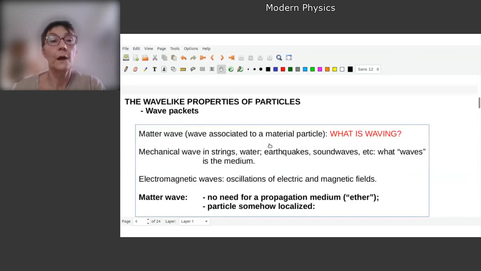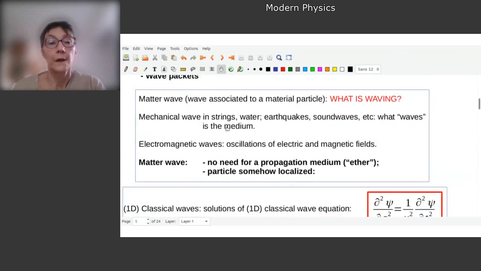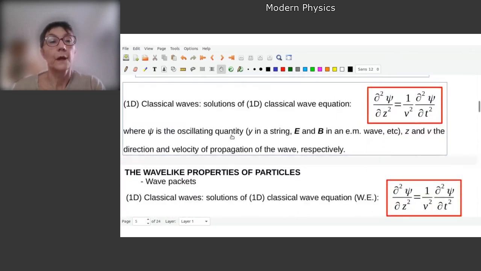And so I will study 1D classical waves, to show you that you can have some localized wave even in 1 dimension, or in 2 dimensions, or in 3. So classical waves, if you remember, are the solutions of a classical wave equation.